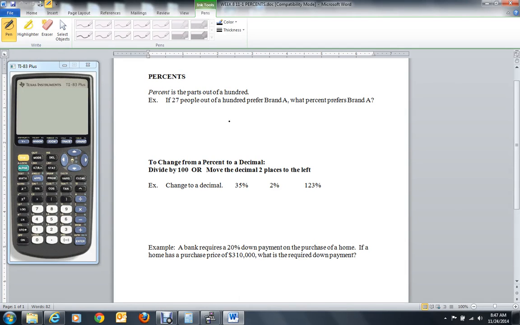Percents. If you look at the word percent, you'll see per and cent. Per means divided, and there are 100 cents in a dollar, so percent basically means divided by 100. So that's the same as parts out of 100. So if you see something like 27 people out of 100 prefer brand A, what percent prefers brand A? Well, the first thing you should recognize is that's 27 over 100, also known as 27 per 100, also known as 27%.